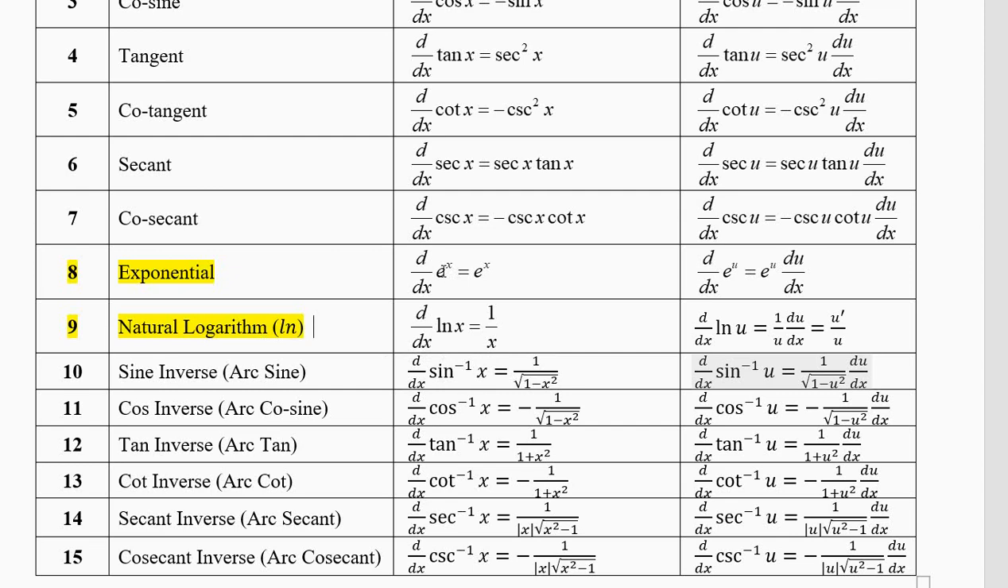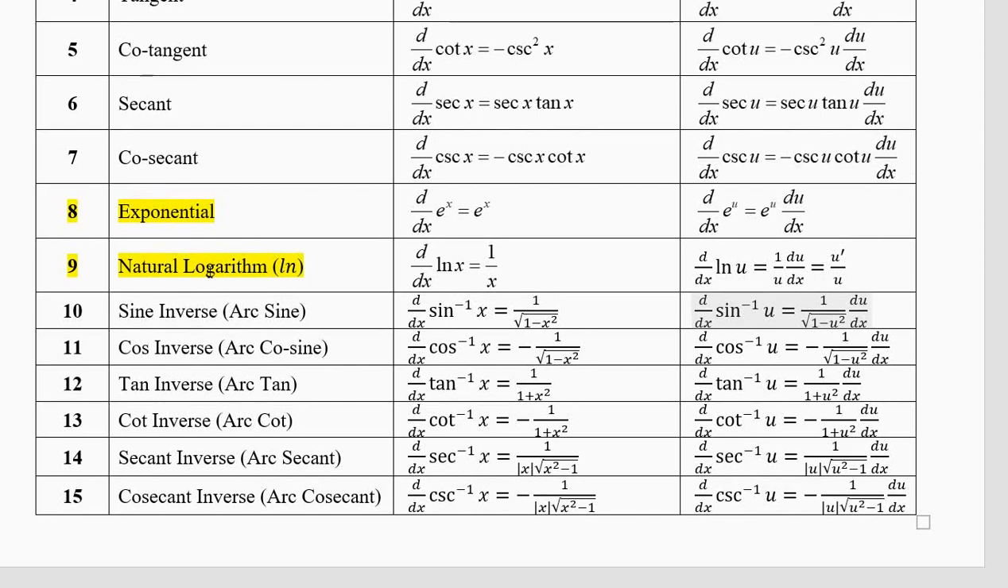Derivative of exponential x is e power x. This is a very special function. When you differentiate, you get back the same function. If you differentiate sine, you get cosine. If you differentiate cosine, you get minus sine. But if you differentiate the exponential function, you get back the same function. Again here, e power u, you will get e power u back, but you have a du by dx.